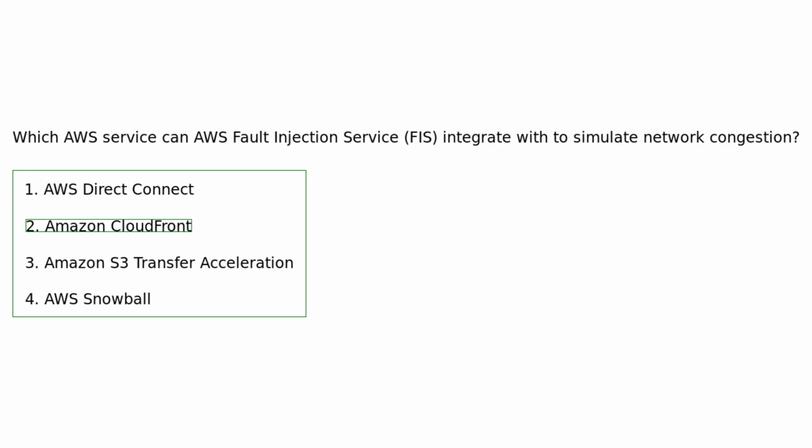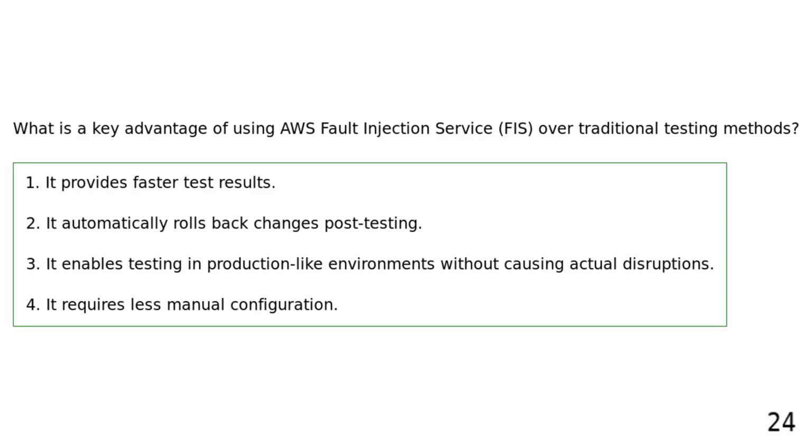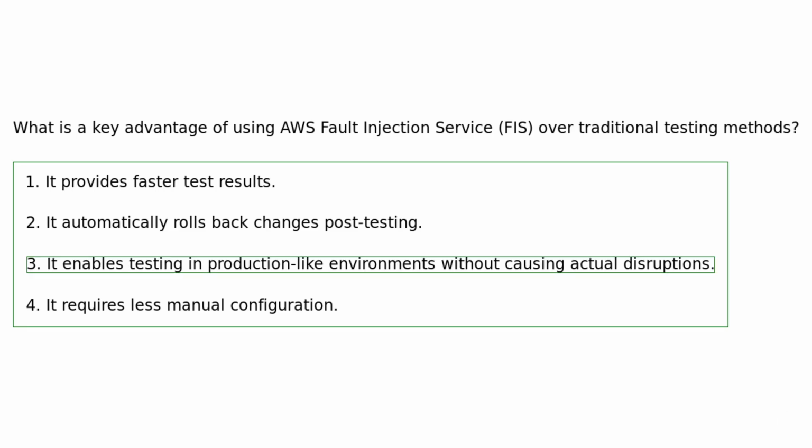What is a key advantage of using AWS Fault Injection Service over traditional testing methods? It provides faster test results. It automatically rolls back changes post-testing. It enables testing in production-like environments without causing actual disruptions. It requires less manual configuration. AWS Fault Injection Service allows testing in production-like environments by injecting controlled faults without causing actual disruptions, which is advantageous over traditional methods.